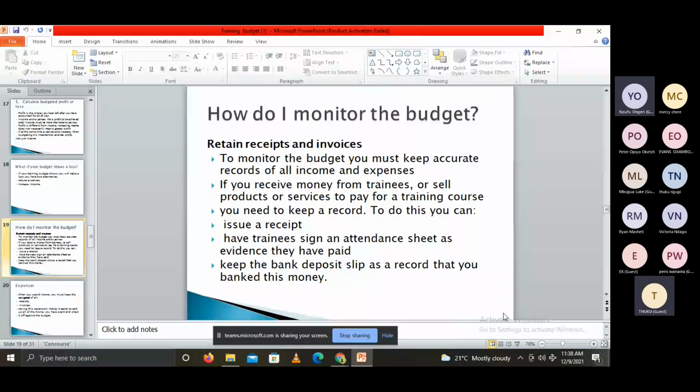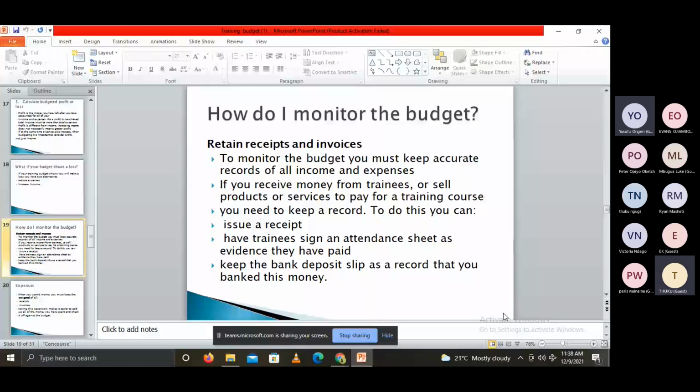You must keep accurate record of all income and expenses. If you receive money from trainees or sell product or services to pay for a training course, you need to keep good record. In this case, you may be probably required to have a receipt or something like that. Have trainees sign an attendance sheet as an evidence they have paid. Keep the bank deposit slip as a record that you banked this money.